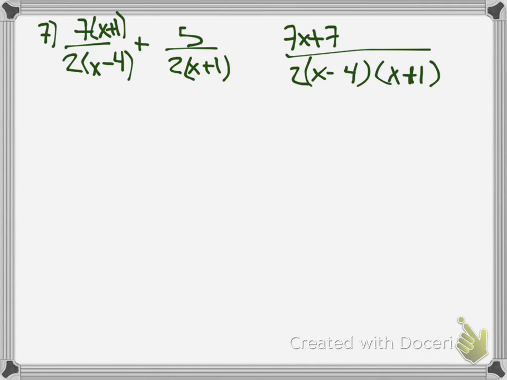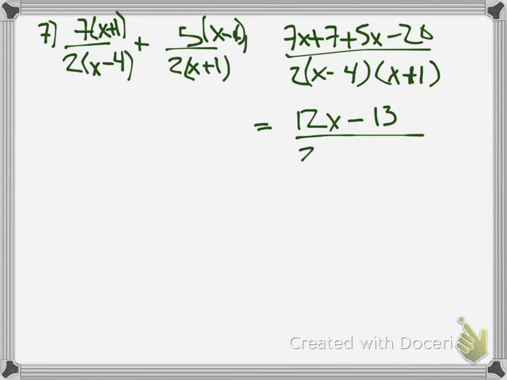And on the right one, I'm missing the x minus 4. So I'm going to say 5 times x minus 4. That would give me 5x minus 20. Okay, so 7x plus 5x is 12x. And 7 minus 20 is negative 13, and I'm done. Just put that together, and that's it. That's all.